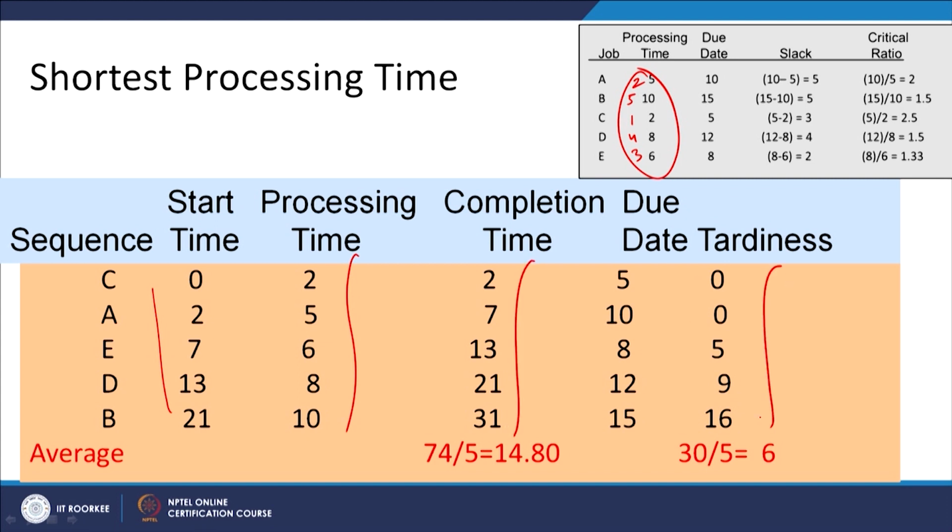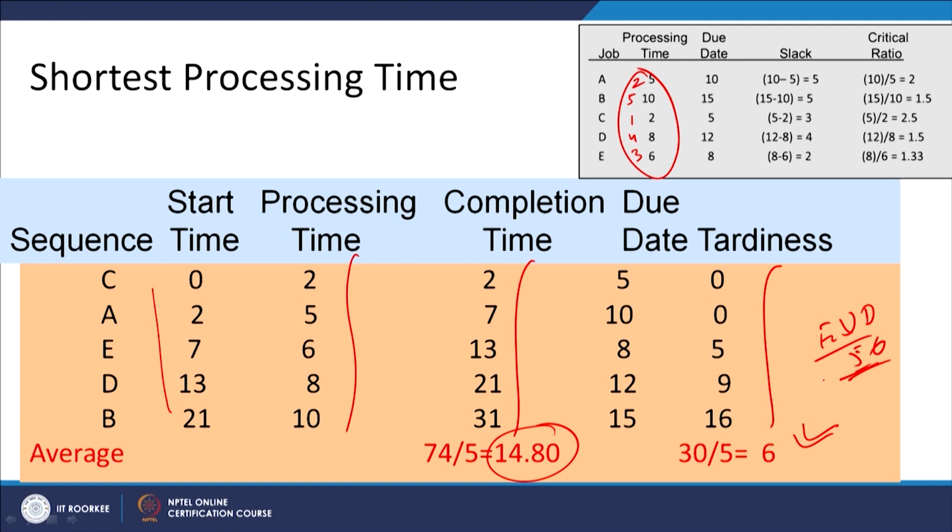What we are getting here is that the average flow time for this rule is 14.8, which is the minimum so far of what we have calculated, and the tardiness is 6. It is the second highest, because the minimum was for one of the cases when we considered the earliest due date, that was 5.6.